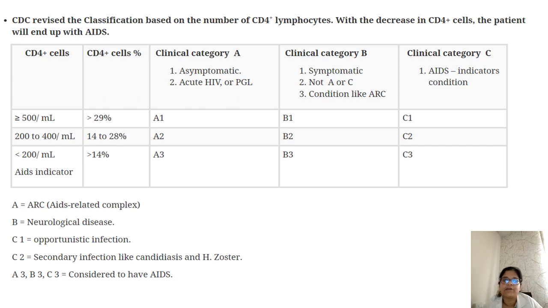Category A patients will be asymptomatic or generally acute infectious cases, or else persistent generalized lymphadenopathy will be presented. Category B patients will be symptomatic, not like A or C, and conditions like AIDS-related complex can be seen in this. Whereas category C is completely full-blown AIDS with indicator conditions. So this B is nothing but the neurological disease, and C1 is an opportunistic infection. C2 is a secondary infection with candidiasis or herpes zoster and all those. And A3, B3, and C3 are together considered to have full-blown AIDS.